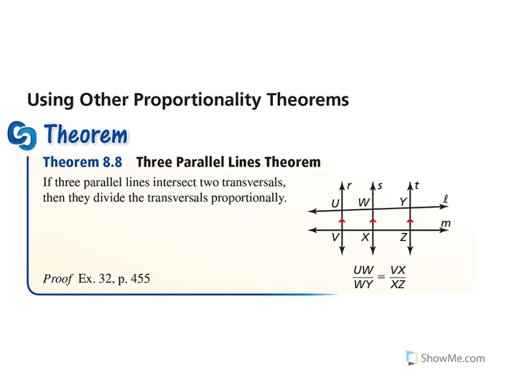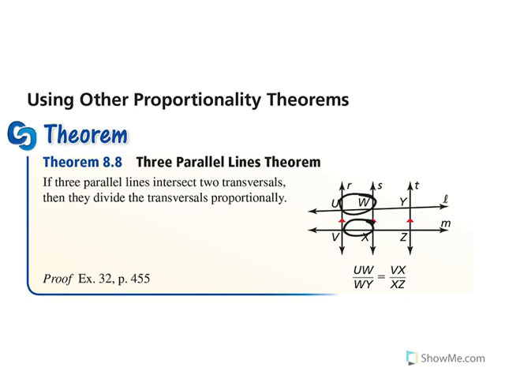Remember that our transversals are lines that cut across two or more lines. In this case, we have three parallel lines that these transversals are going to cut across. This theorem tells me that since the lines are parallel with each other, it's going to cut them into proportional sections. So if we compare the section between R and S, we can compare one line to the other line. Here they had UW compared, so they could have done it to VX.